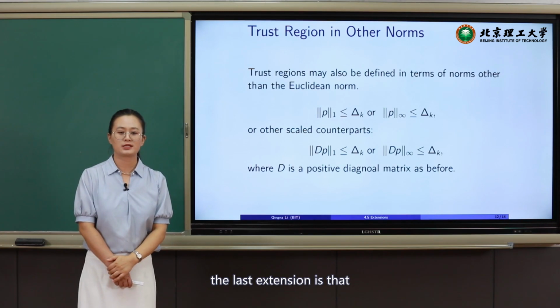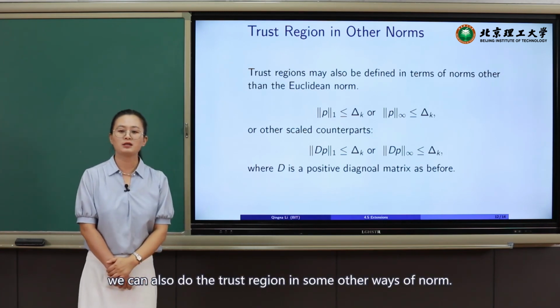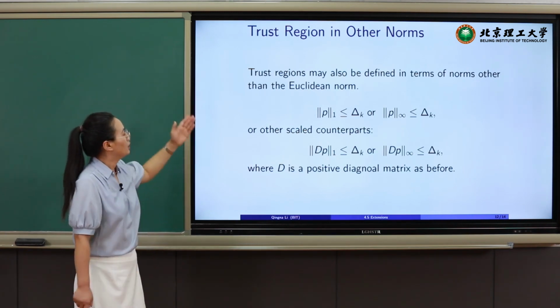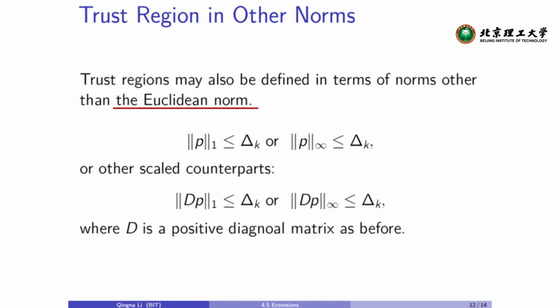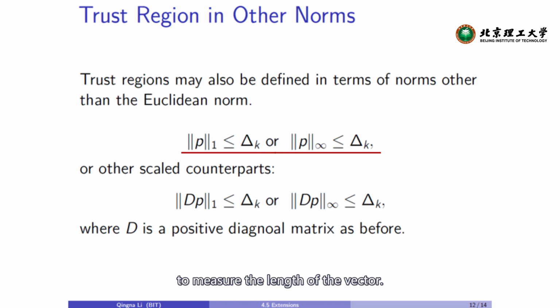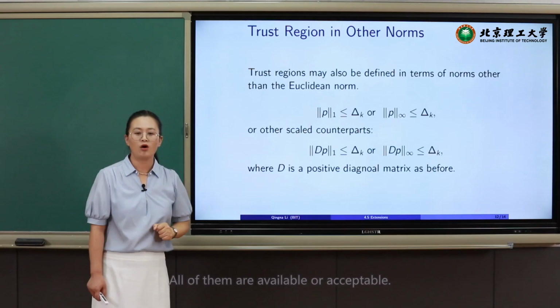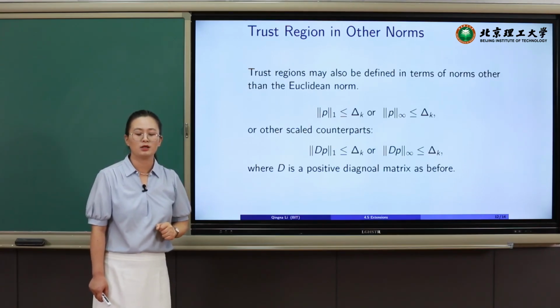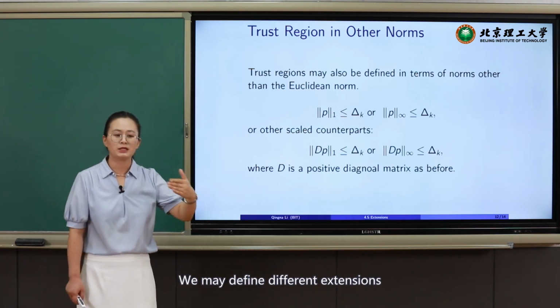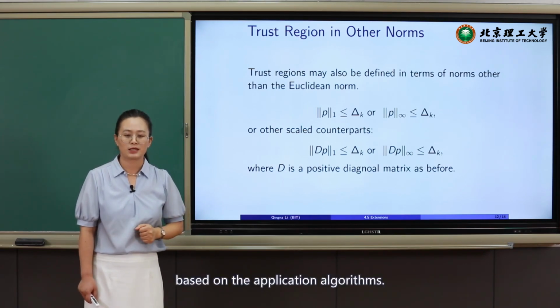Now, the last extension is that we can also do the trust region in other norms. For example, naturally, we will use the Euclidean norm, right? However, in real practice, when needed, you can choose the L1 norm or the L infinity norm to measure the length of the vector. In that sense, it is called the trust region method in L1 norm or the trust region method in L infinity norm. Of course, we can also use extended versions, for example, the scaled L1 norm or the scaled infinity norm. All of them are available or acceptable.